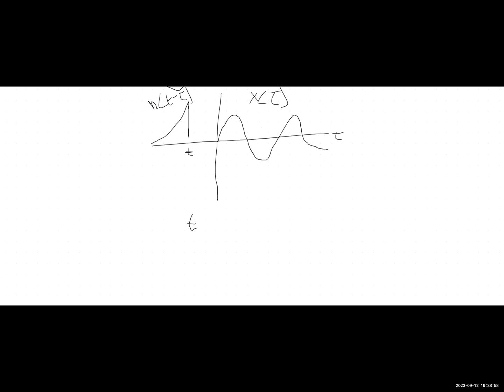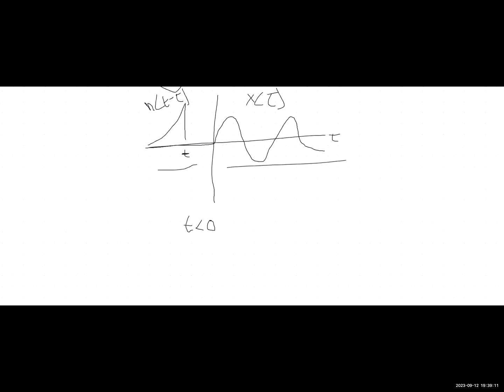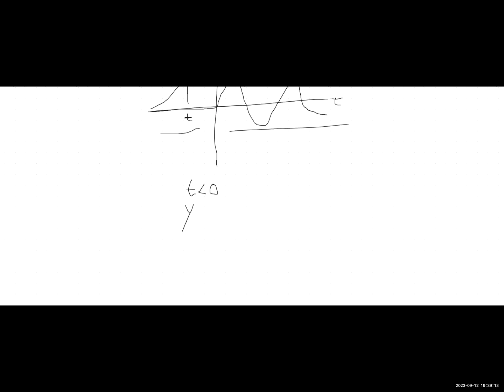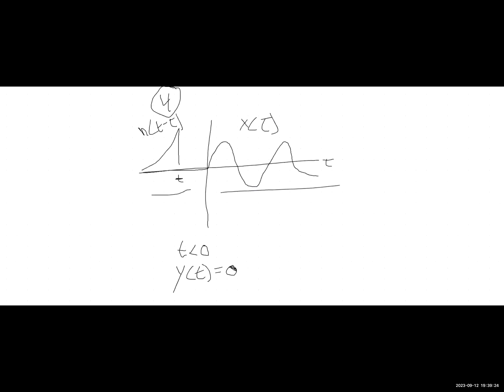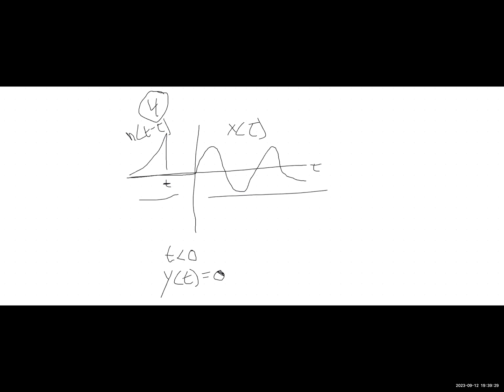So we can see that when t is less than 0, these two functions are never going to overlap, because this function is always 0 here. Well, I guess they overlap, but this function is always 0, which means that our y of t is going to be equal to 0. So we can see that t less than 0, there's going to be no overlap. Y of t is going to be equal to 0.